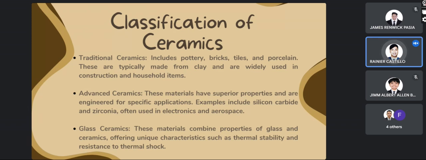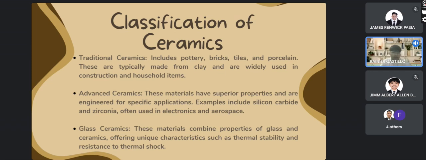Classification of ceramics. Traditional ceramics includes pottery, bricks, tiles, and porcelain. These are typically made from clay and are widely used in construction and household items. Next is the advanced ceramics. These materials have superior properties and are engineered for specific applications. Examples include silicon carbide and zirconia, often used in electronics and aerospace.